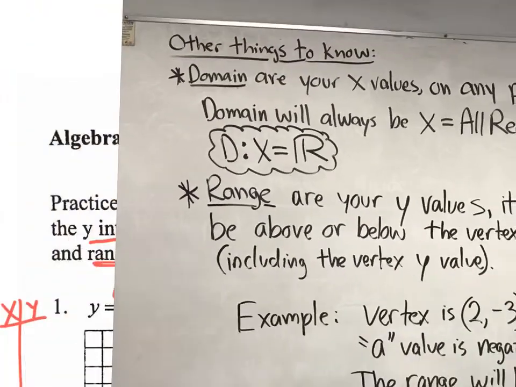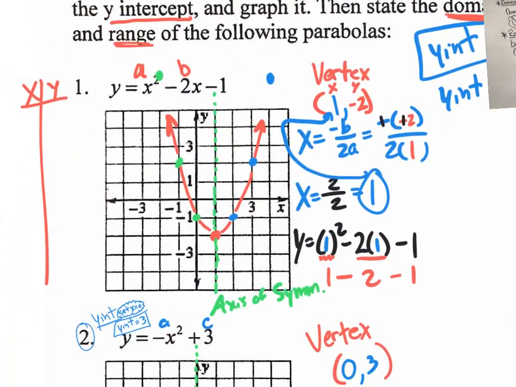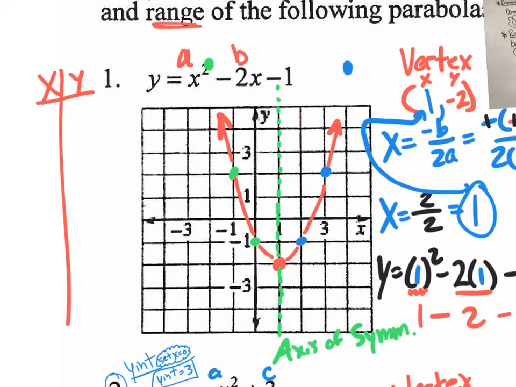So let's go back to a problem here, and let's understand why the domain, and this is the way we're going to write it, D, and we're going to put x equals all real numbers. That's your answer for the domain. Everybody needs to write that down somewhere on your parabolas. And guess what? That's the same answer for every single domain on any parabola. It doesn't matter if it's wide, if it's narrow, if it's opening up or opening down, if the vertex is at the origin or somewhere else. All parabolas have a domain of x equals all real numbers.